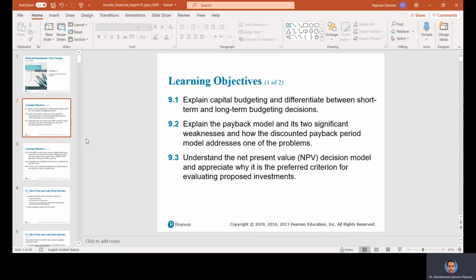Learning objectives. Explain capital budgeting and differentiate between short-term and long-term budgeting decisions. Explain the payback model and its two significant weaknesses, and how the discounted payback period model addresses one of the problems. Understand the net present value decision model and appreciate why it's the preferred criterion for evaluating proposed investments.